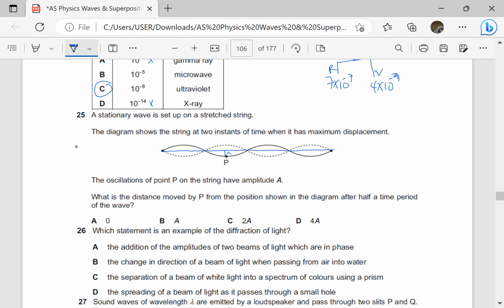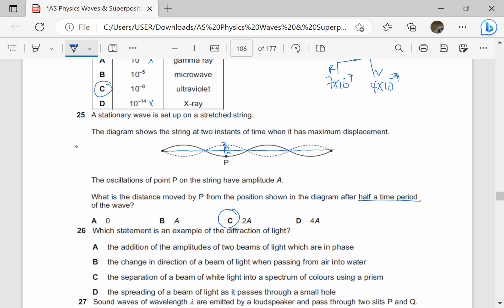It has moved the distance A, that is a quarter cycle. Then it moves to the maximum amplitude on the other side, that is another quarter of a cycle, which together is half a cycle, which is half a period. So it will move from this point to the other point. That means it will have covered twice the amplitude. So the answer is going to be C, twice the amplitude.